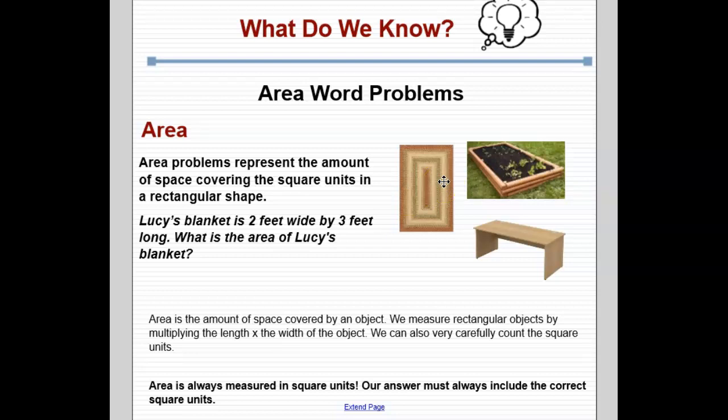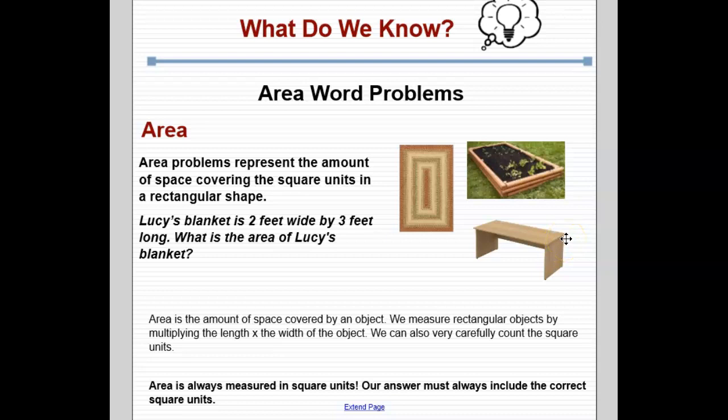When we did our word problem unit, we talked a lot about how relevant area word problems are to your daily lives. You can find the area of any rectangular object in your home by simply measuring the side lengths and multiplying the longer side length times the shorter side length.